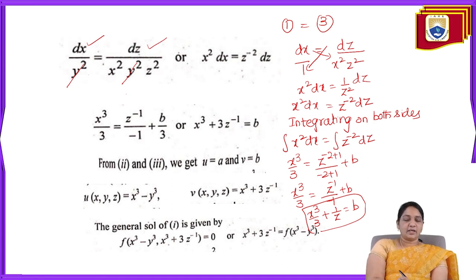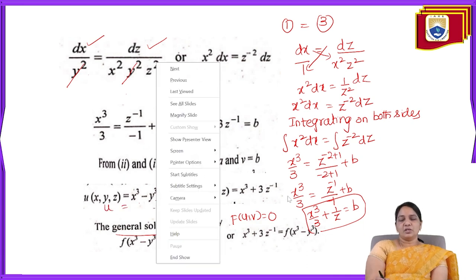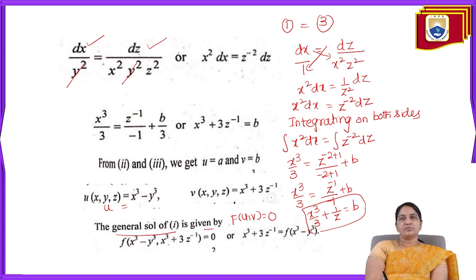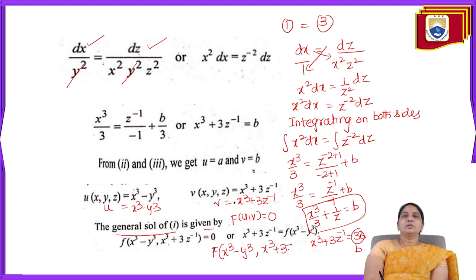So, now I can write the general solution. The general solution is f of u comma v equal to 0. So, u is already got, u equal to x cube minus y cube. So, v equal to, we can write, x cube plus 3z power minus 1. So, x cube plus 3z power minus 1 equal to 3b, you can write this as one constant. So, finally, v equal to x cube plus 3 into z power minus 1. This is the solution u and this is the solution v. So, finally, I can write the general solution, that is f of x cube minus y cube comma x cube plus 3 into z power minus 1 equal to 0. This is our general solution. So, this is the way to solve the given problem.